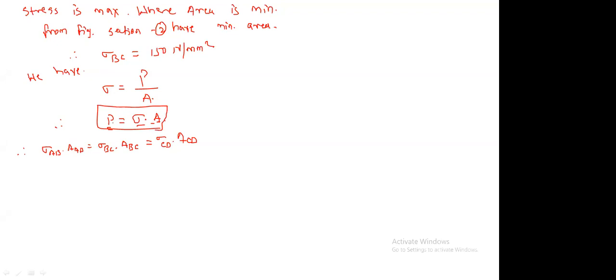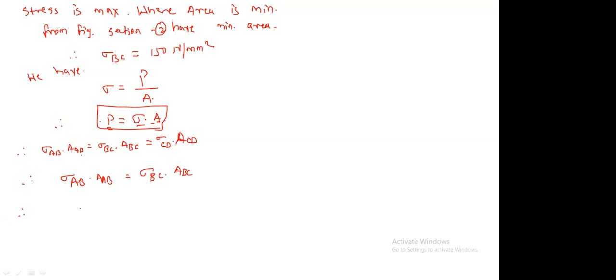The capital P is equal to P1 is equal to P2 is equal to P3, if the left hand side is equal, the right hand sides also become equal. Means sigma of AB into area of AB is equal to sigma of BC into area of BC is equal to sigma of CD into area of CD. But in this, sigma of AB is equal to sigma of CD, because the cross-sectional area of both is the same. Area of AB is equal to area of CD, so instead of both terms I take only one term, sigma of AB into area of AB is equal to sigma of BC into area of BC.